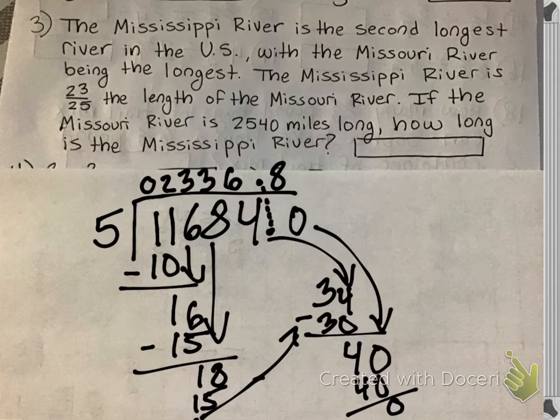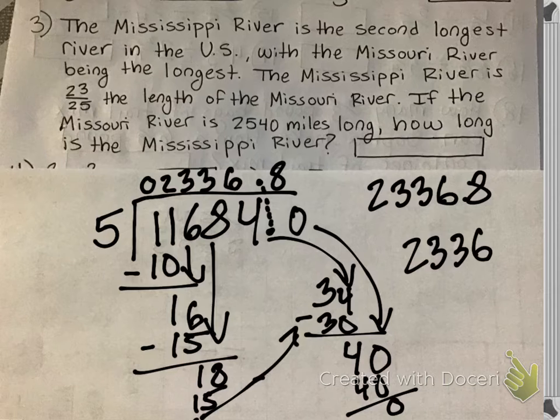Does this number make sense that the Missouri River is bigger and it's 2,540 and the Mississippi is smaller and it's 2,336.8? Does that make sense? Yes, because we know it's smaller. So our answer is 2,336.8 or 2,336 and 4/5. Same exact answer.